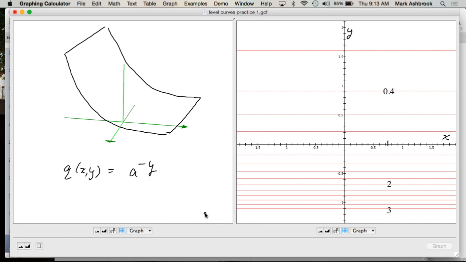And remember, since x is missing, that's what makes it a cylinder, right? Remember we talked about that? The variable x is missing, so you get the same thing no matter what x is. You get the same exponential curve, z equals a to the minus y, no matter what x is. And that all applies here with our functions too. Before we learned this as just z equals a to the minus y, well now we can say that z is a function of x and y.